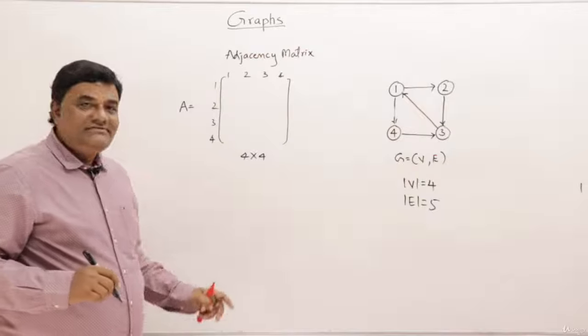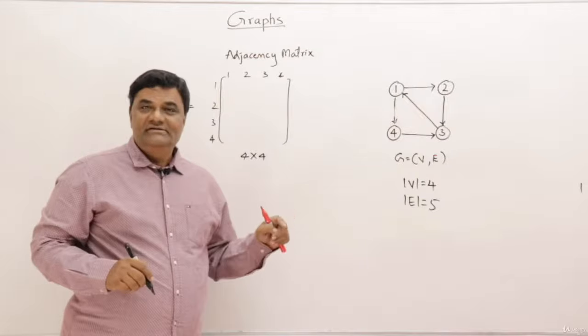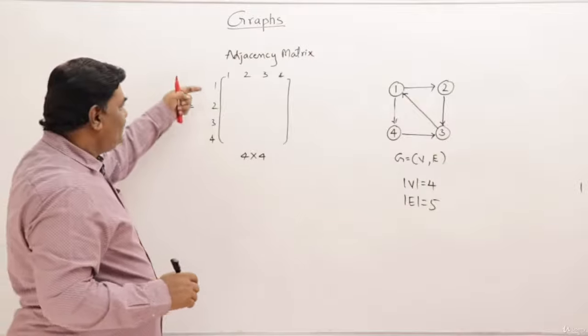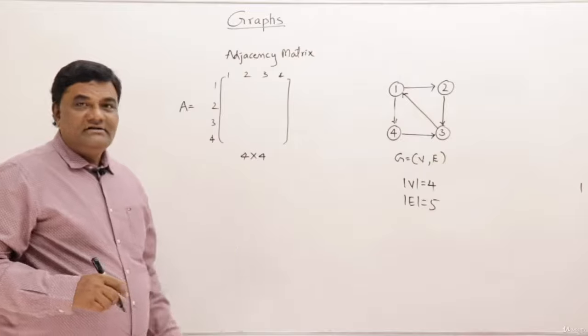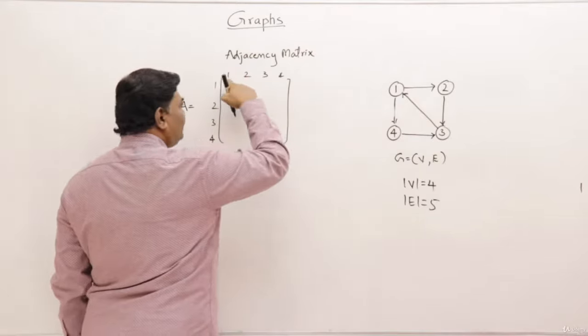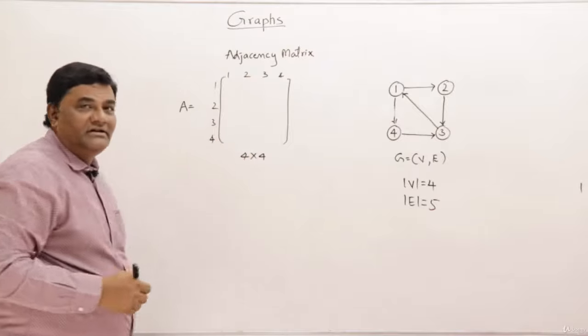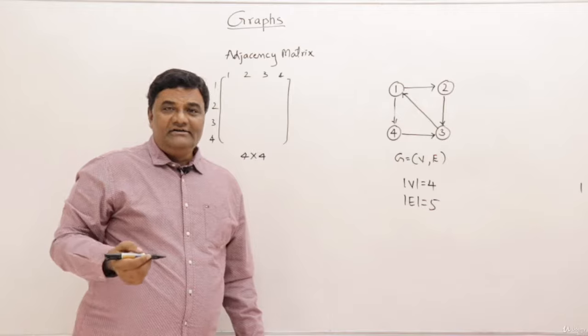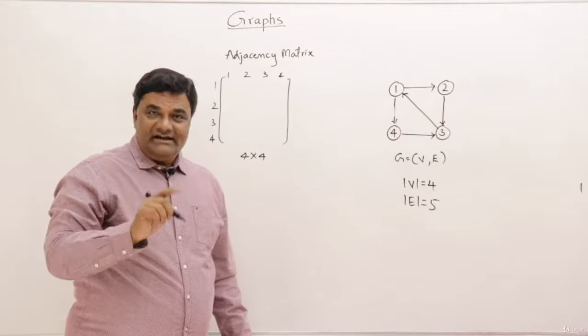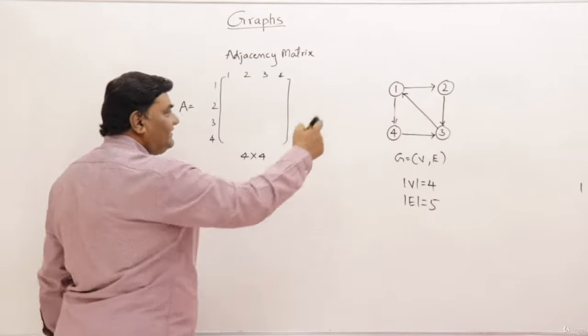Depending on the number of vertices, we should take a square matrix of size n cross n. Now each row or column represents a vertex, like the first row represents the first vertex, or the first column also represents the first vertex. Just like for a non-directed graph, here also we have to mark value 1 wherever there is an edge. So let us quickly do that.